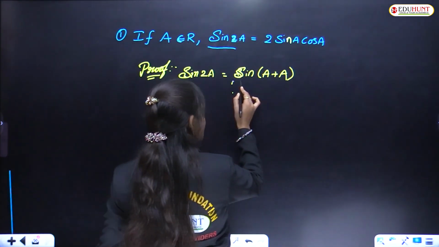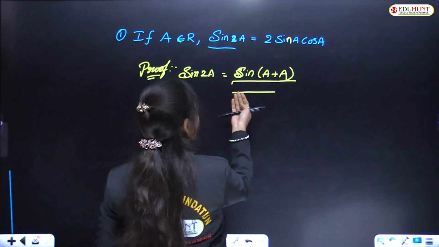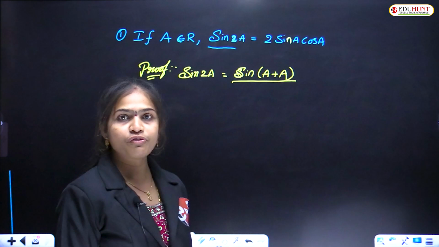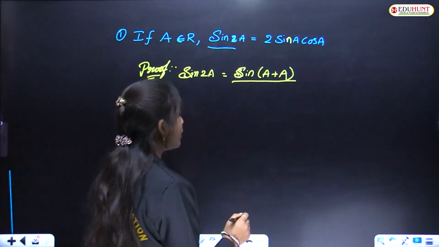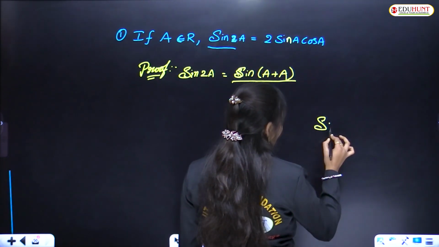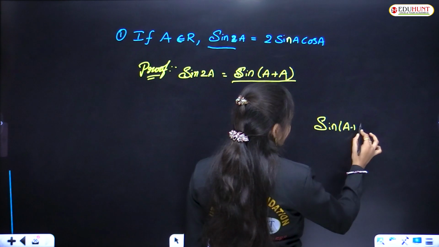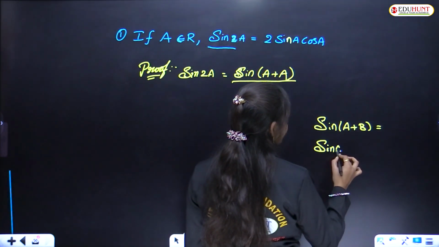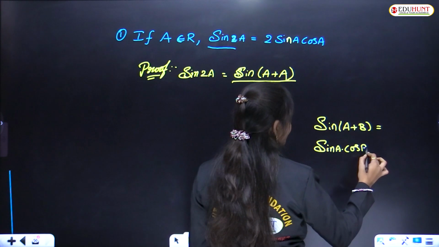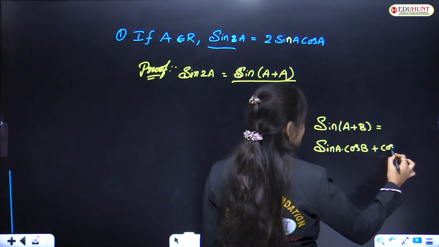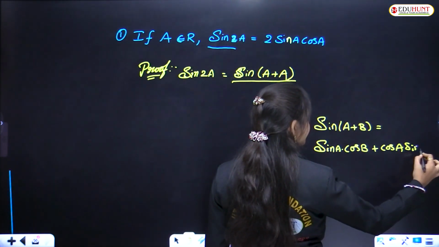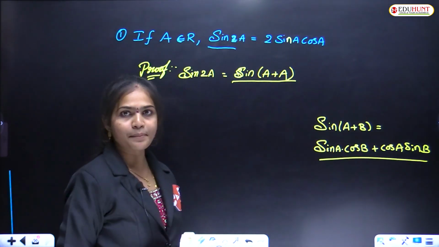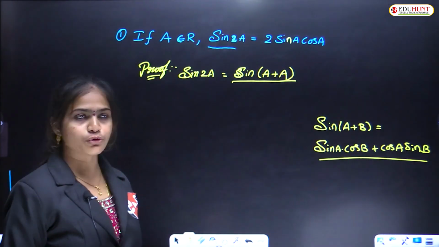Now just observe this one, children. This is in the form of sin of A plus B. So the sin of A plus B formula, what do we know? Sin of A plus B is equal to sin A cos B plus cos A sin B. What we learnt in compound angles, that formula we have to apply here.